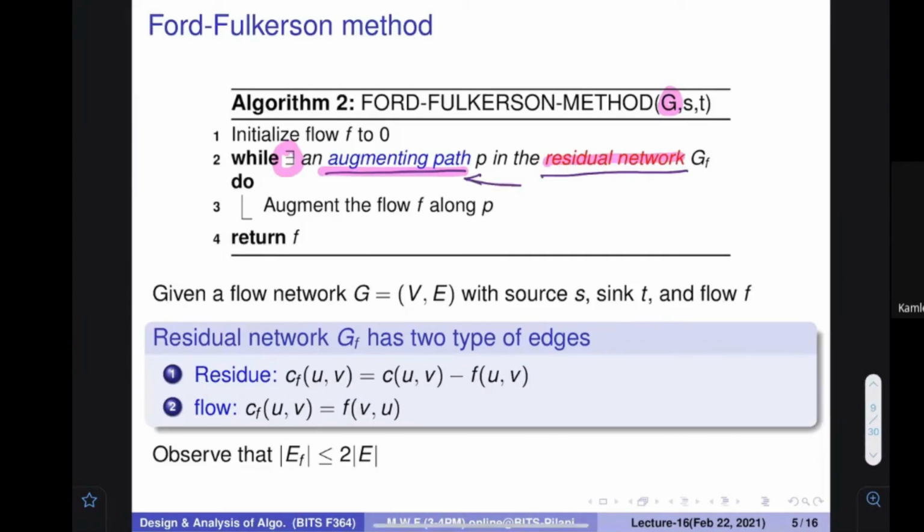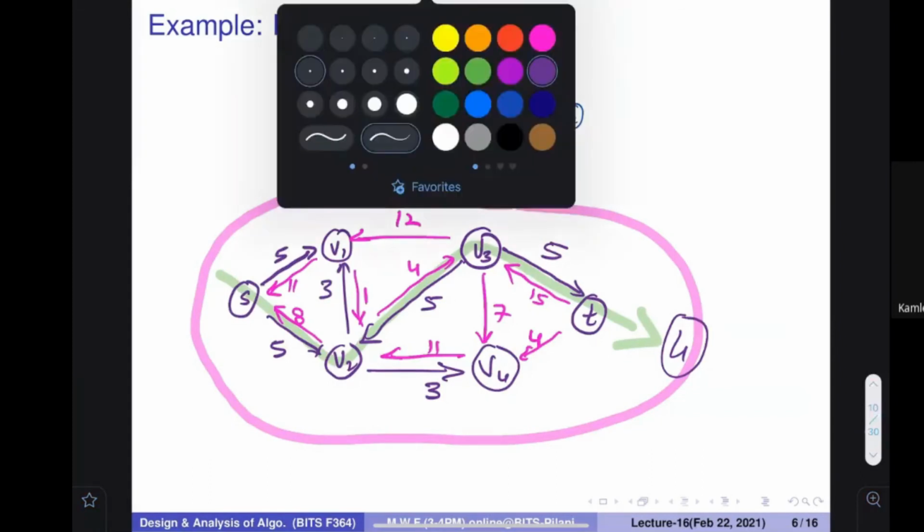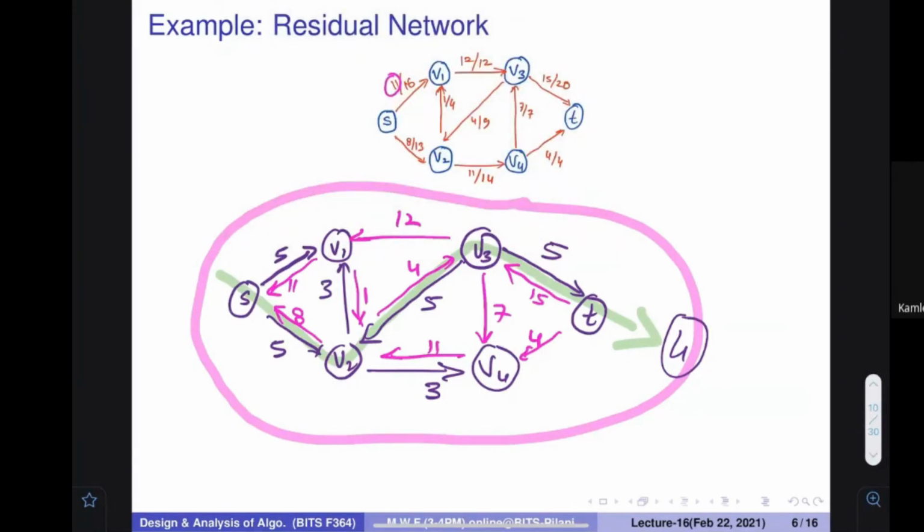And the remaining thing is this, that we augment the flow along the path P. Now you have to augment the flow along the P. That's very easy because you know that path. Everywhere you add this particular value: 8 plus 4, 4 plus 4, and 15 plus 4. In this particular path, you change this value.